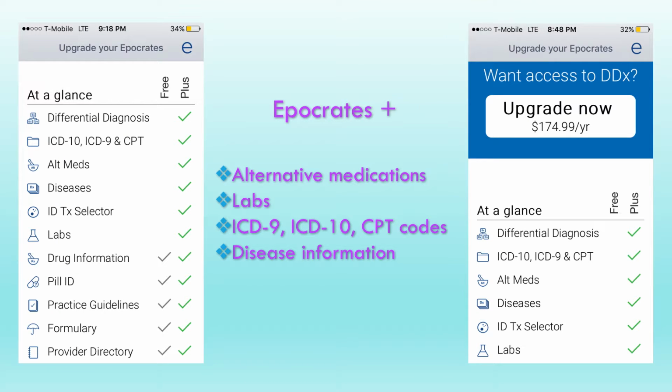For $174.99 a year, Epocrates Plus provides access to a longer list of resources for healthcare professionals. There is a reference for ICD-10, ICD-9, and CPT codes that can be searched by category, diagnosis, or by using partial codes.